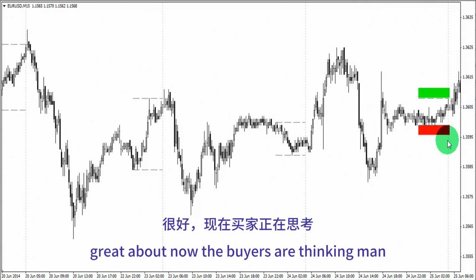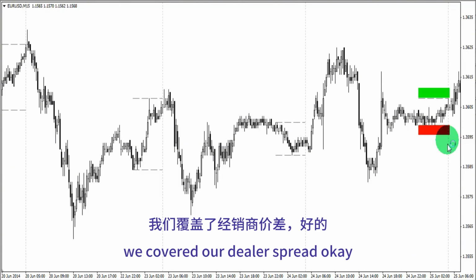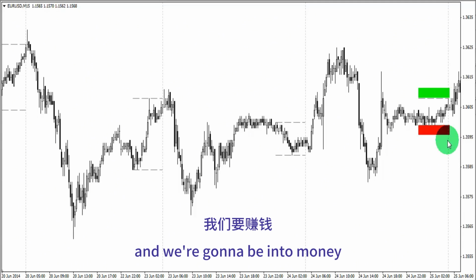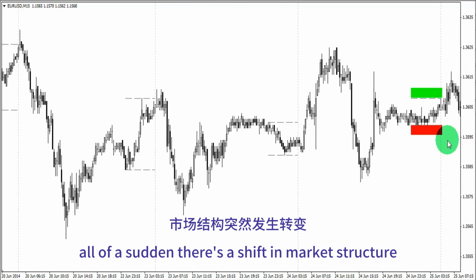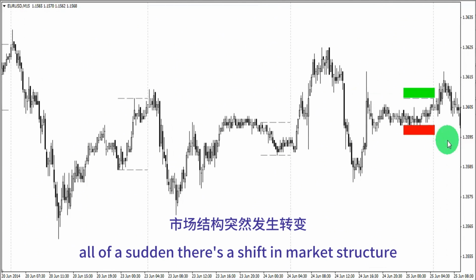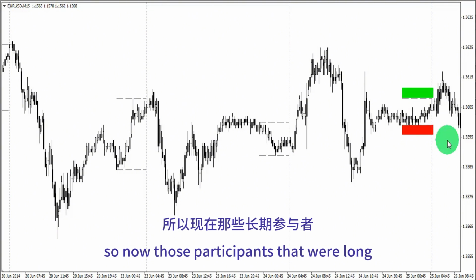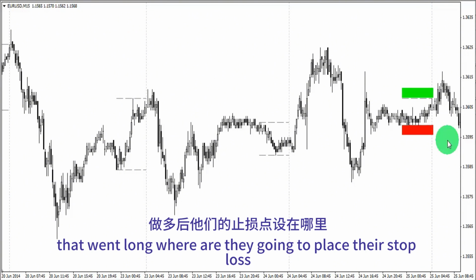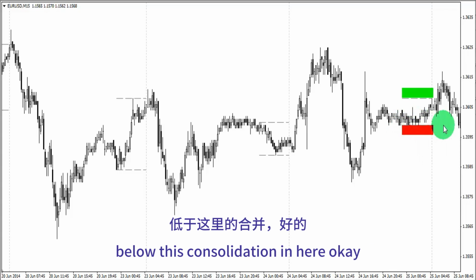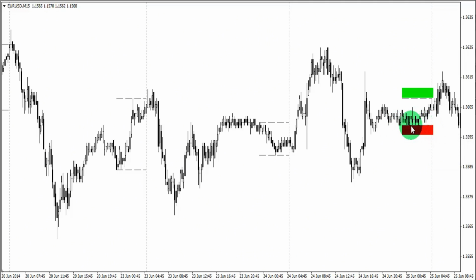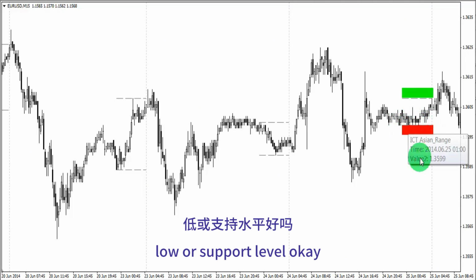Right about now, the buyers are thinking, man, we covered our dealer spread. Now we're going to be waiting to see this thing take off, and we're going to be in the money. All of a sudden, there's a shift in market structure, and the market dips below the Asian range low. So those participants that went long, where are they going to place their stop loss? Below this consolidation in here, because they believe that's some sort of a protective shelf or short-term low or support level.